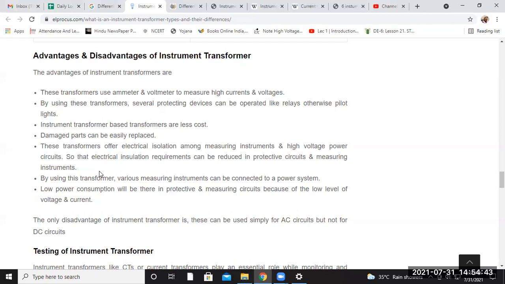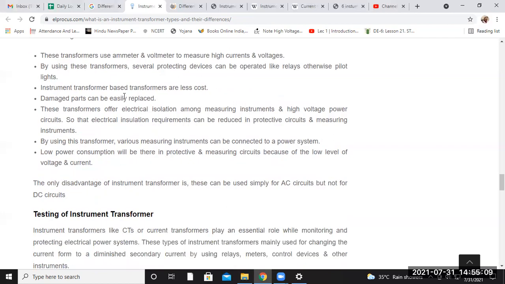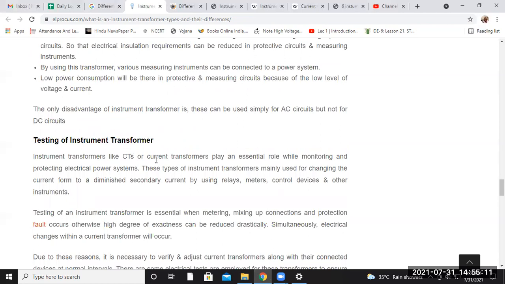Now the next part is what is the disadvantage? All these are the advantages of CT and PT. The next question is what is the disadvantage of CT and PT? There is only one disadvantage: it can be used only for AC circuits, not for DC circuits. This is the main disadvantage of CT and PT. It can only be operational for your AC system, not for your DC circuit. So these are some advantages and disadvantages of CT and PT.